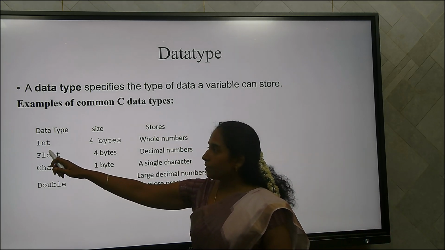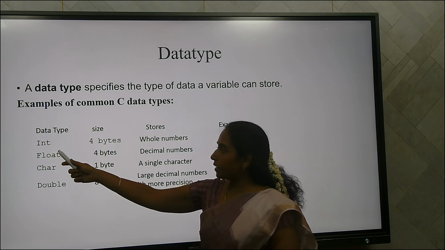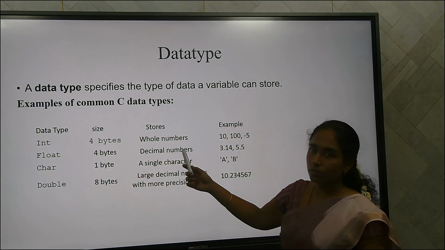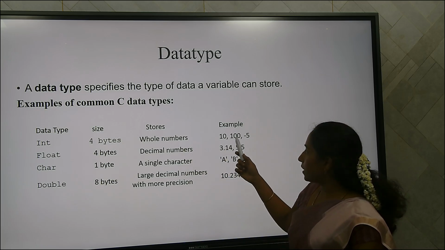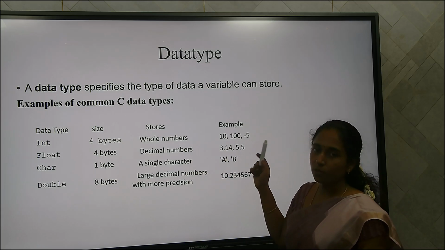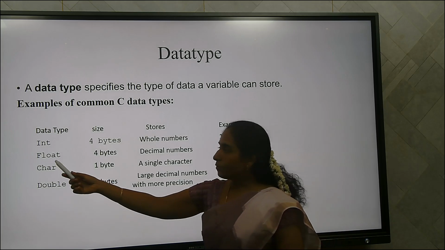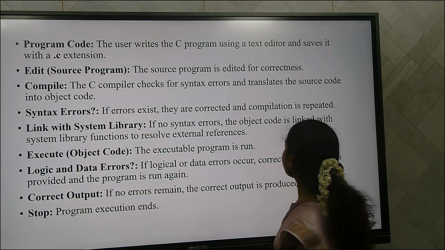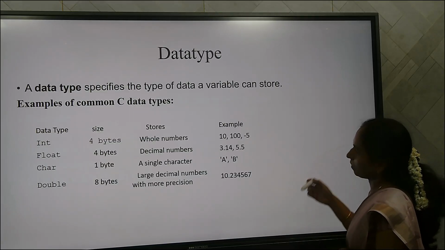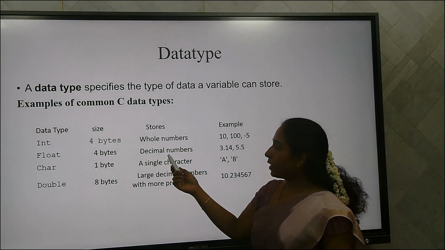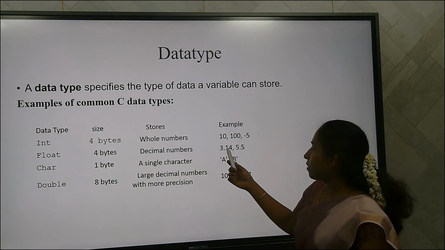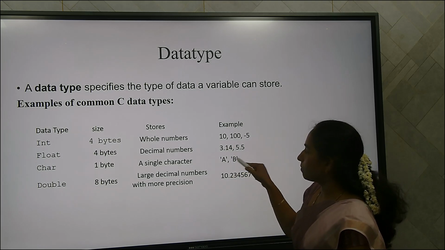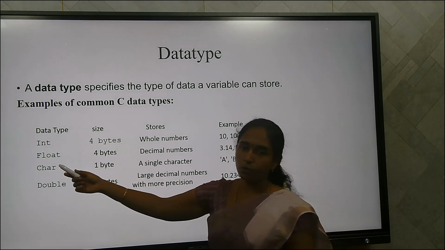For example, int is an integer data type which will occupy 4 bytes and will store only whole numbers. Here are examples: 10, 100, -5 are whole numbers. Next data type is float. It will occupy 4 bytes and it stores only decimal numbers. Here are examples: 3.14 and 5.5 are values stored in the float data type.